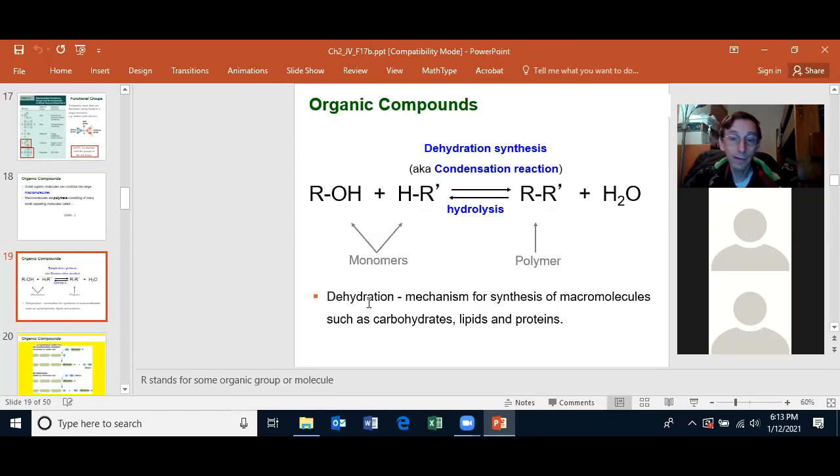So dehydration is the mechanism for the synthesis of macromolecules in your body, such as the making of carbohydrates, lipids, and proteins. And then when you're degrading, let's say you eat a steak, you degrade the protein in the steak, you do it by hydrolysis reaction to break the polymer in the steak, the protein, down into the monomers.